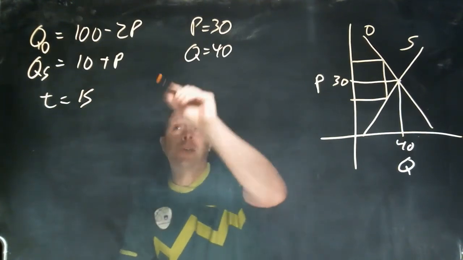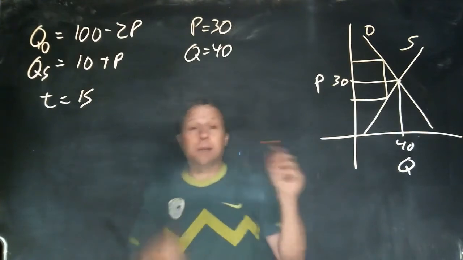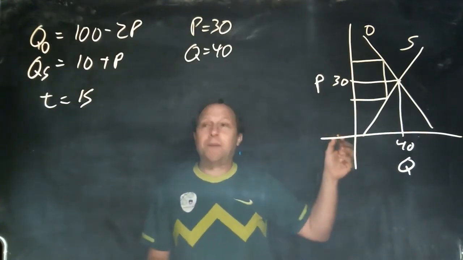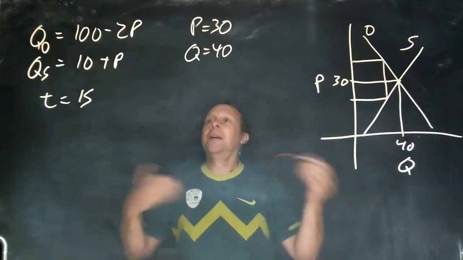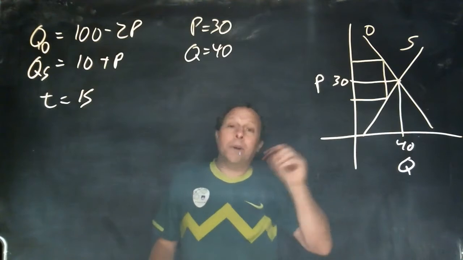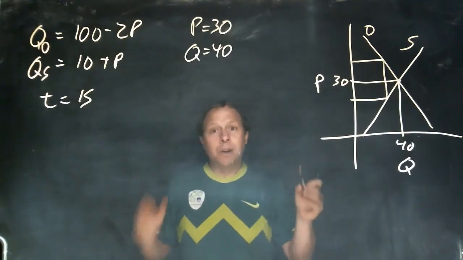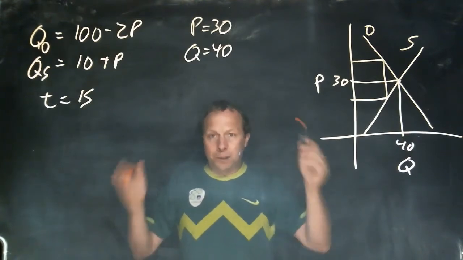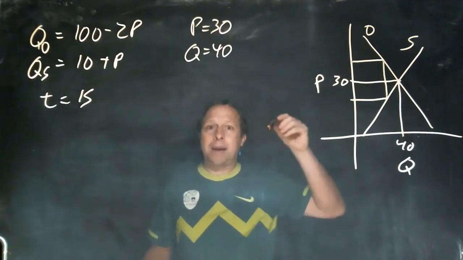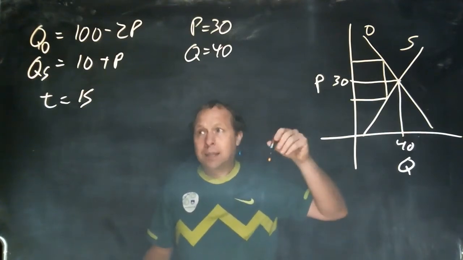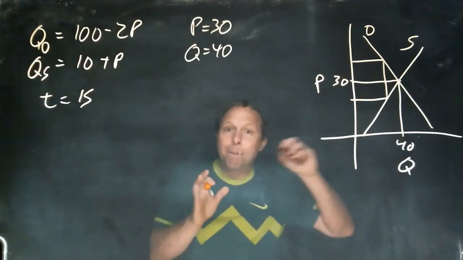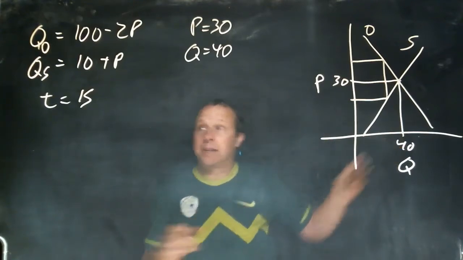When we put that tax on the demanders, basically the price that demanders pay goes up by $15 because you have to pay the price, but you also have to pay that $15 tax on top of it. When you put a tax on suppliers, that tax is built into the price. So the price that demanders pay is still the price, but suppliers are going to get the price minus the $15 they have to send to the government.